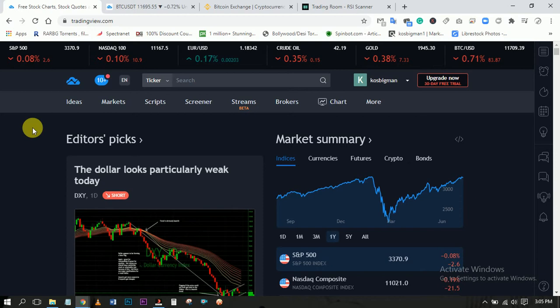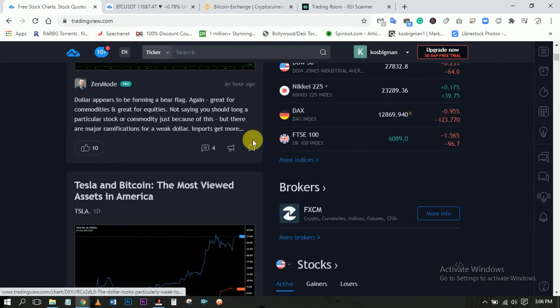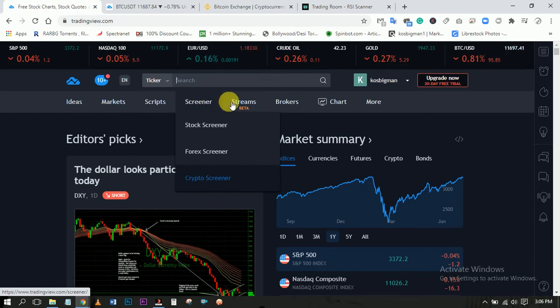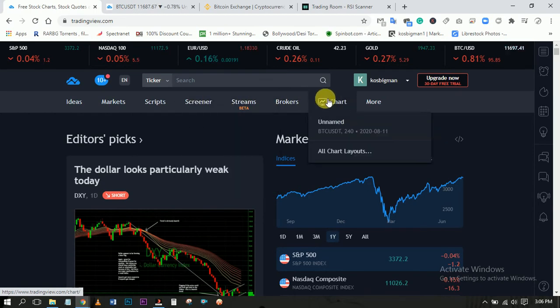Then to TradingView. Now this is the platform where I actually do my own analysis, and the reason why is because I have more flexibility. I have more opportunity to see how the market really works. So now the first thing I do is I come to my chart here. You can just click on charts, and it will take you straight to your chart.